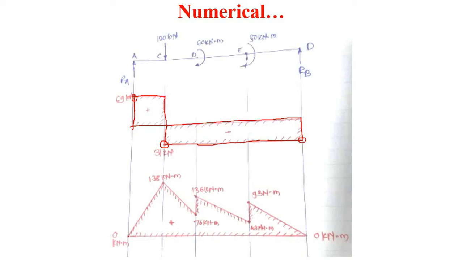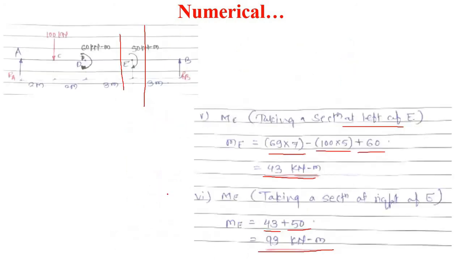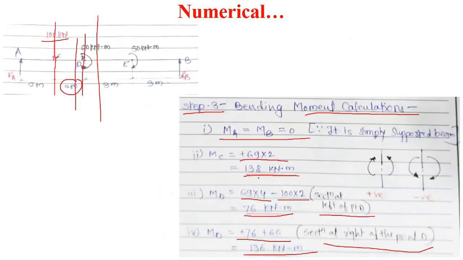Similarly, draw the bending moment diagram. Moment at A is equal to 0, MA is 0. Moment at C is 138 kilonewton meter. So mark this point. Sorry, here it is MC, equal to 138 kilonewton meter.